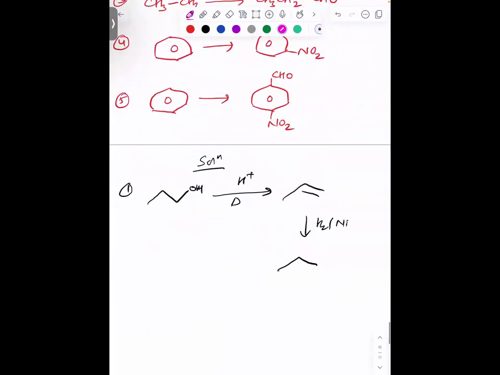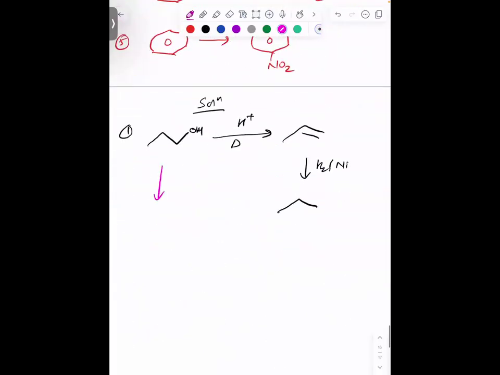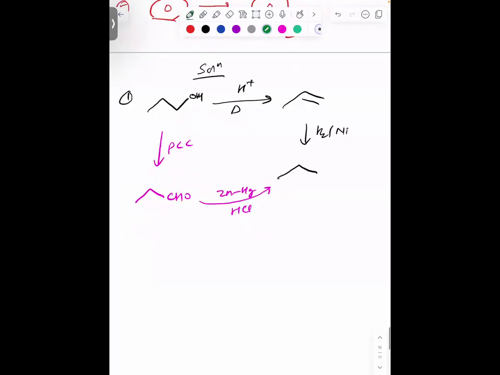Then the other way: use PCC, then Clemmensen reduction or Wolff-Kishner reduction. This is the first question.